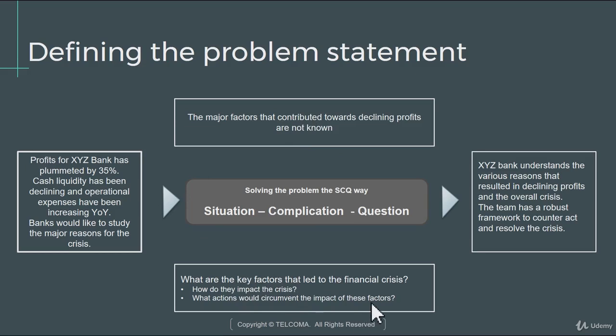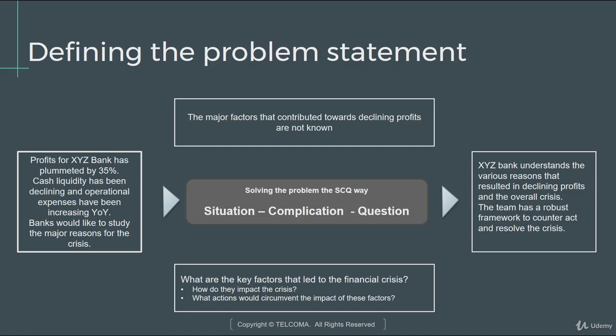So let's try to fit our use case into this scenario. How does the framework support and detail our use case? Now, what is the current situation? So our current situation is profits for XYZ Bank have plummeted by 35%, cash liquidity has been declining, and operational expenses have been increasing year on year. The bank would like to study the major reasons for this crisis. So this is a situation. There is a crisis. They have been seeing declining profits, increasing operational expenses, and the cash liquidity has also been declining.